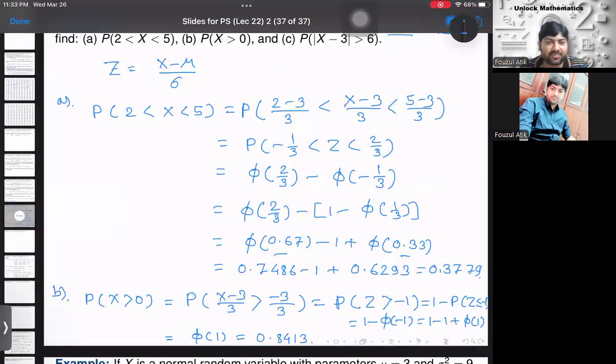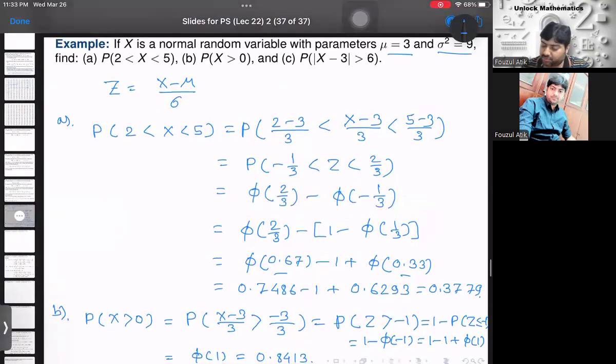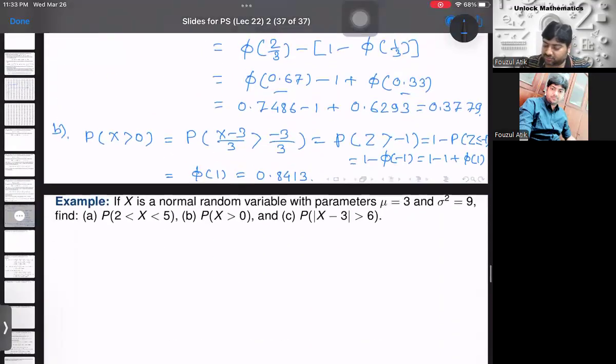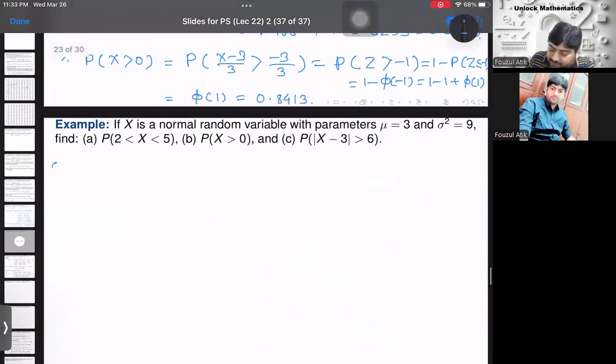Problem is done. Now we have one more component of this problem. This one is this: we have to calculate the value of P of mod of x minus 3 is greater than 6. How to do this problem? Now mod of x minus 3 greater than 6 means what? You can do it in three ways because of the modulus value.